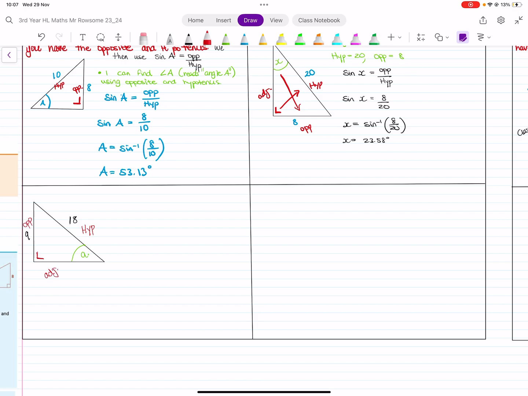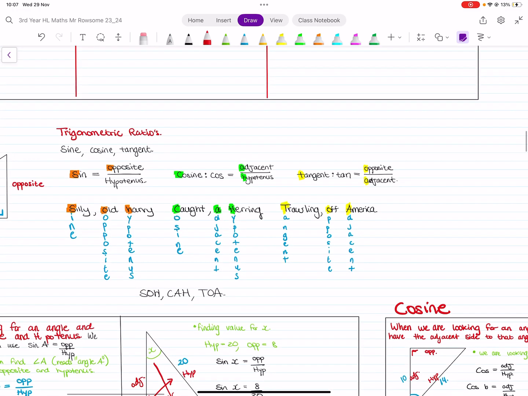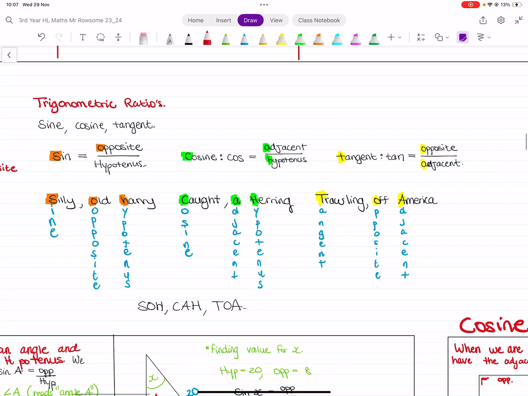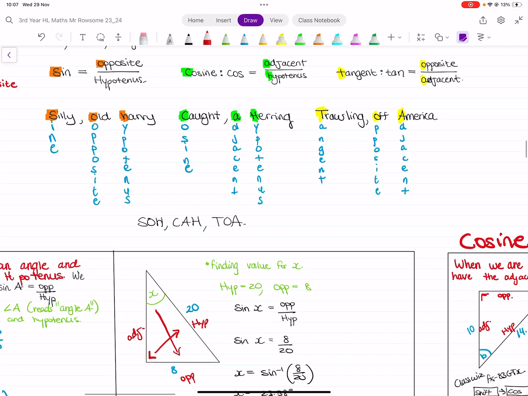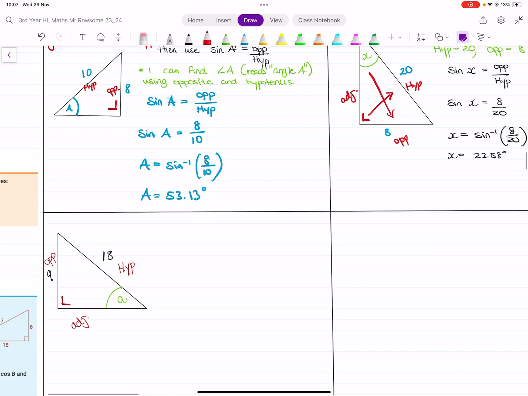So what I suggest you do is you go back to where you've written this first, because this is going to take a while to get used to. You go back to what you've written first and you say, okay, well, I'd first of all eliminate the ones you can't use. And you do that by saying, okay, well, adjacent isn't in this triangle, so I can't use a ratio that has adjacent in it.